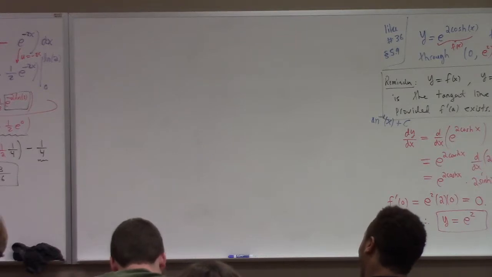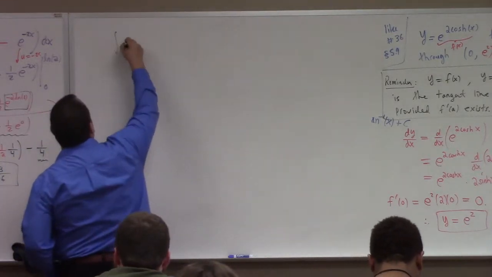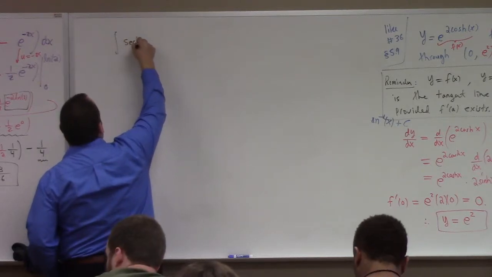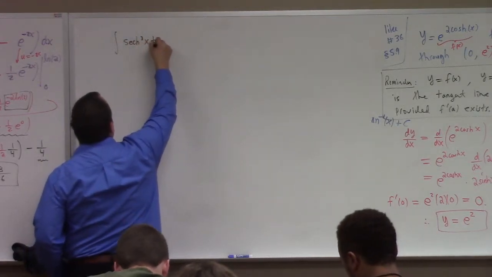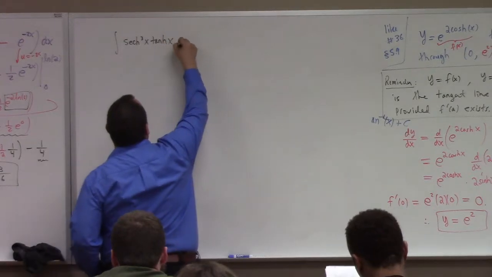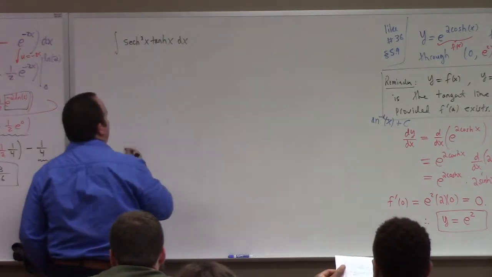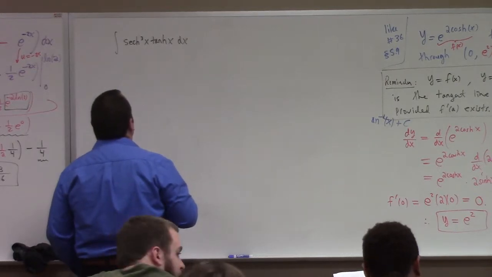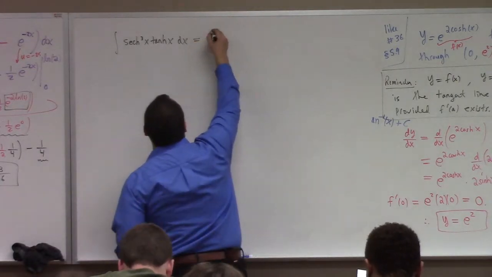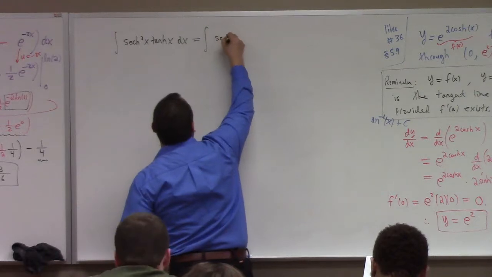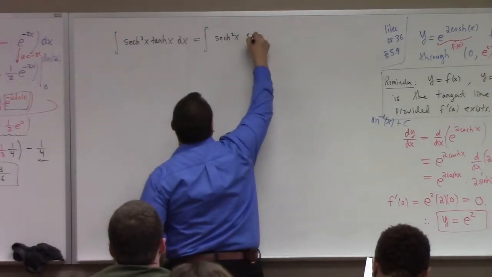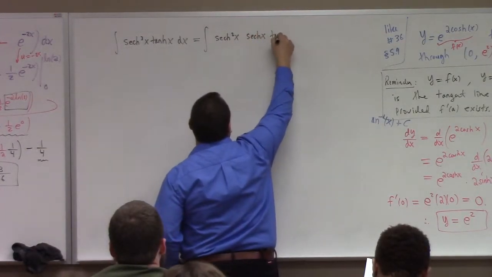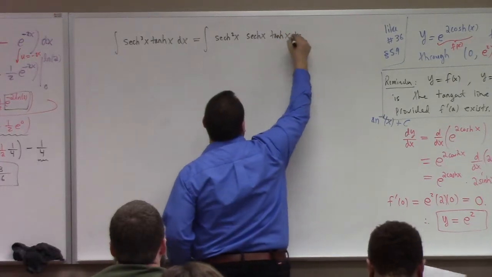Integral of hyperbolic secant cubed times tangent. Have I done this already? Oh, wait a minute. I just thought of how I can do it. How about this? This is the integral of hyperbolic secant squared x times hyperbolic secant x tangent x dx. Yes, no?